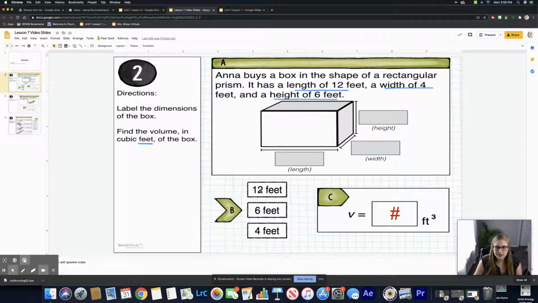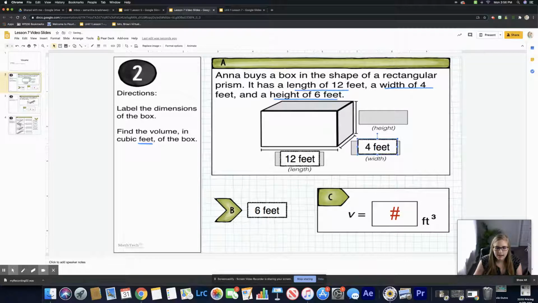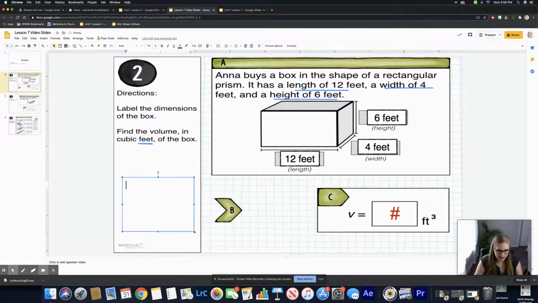So what I have to do now is drag these where they belong. I have a length of 12, so that goes there. I have a width of 4, and I have a height of 6. And I know that there's two different formulas that I can use to find volume. So I can find volume equals base times height, or volume equals length times width times height. So I'm going to find volume equals base times height. If I wanted to solve that one, I'm going to solve it over here.